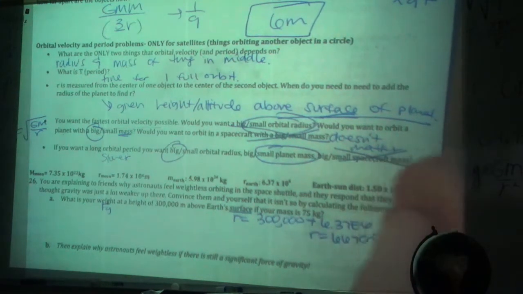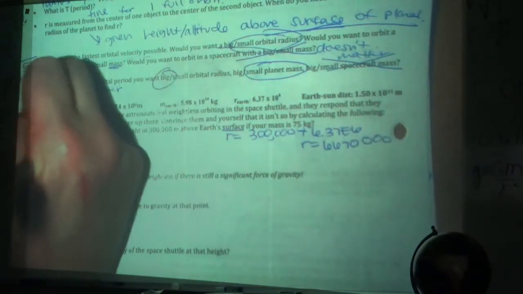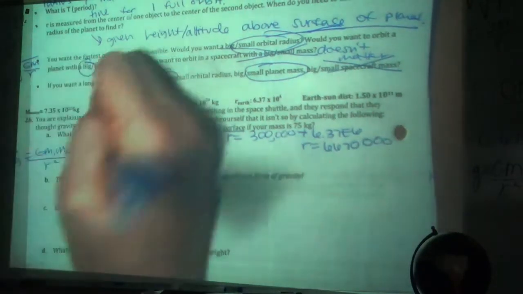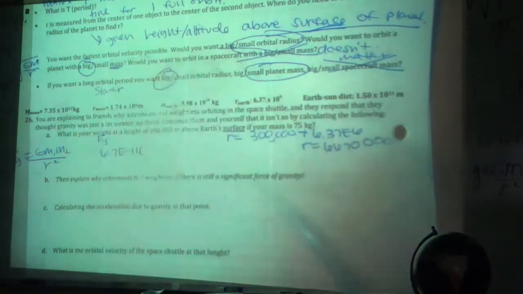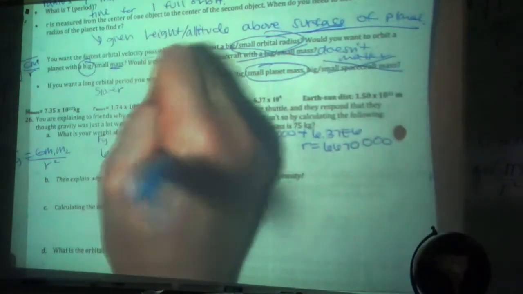That number right there. And then we're going to plug into our force of gravity equation. So G, M1 is the mass of the astronaut, M2 is the mass of the Earth, or if you switch those, it doesn't matter. It's the same thing, whichever way I put it, divided by this radius squared.